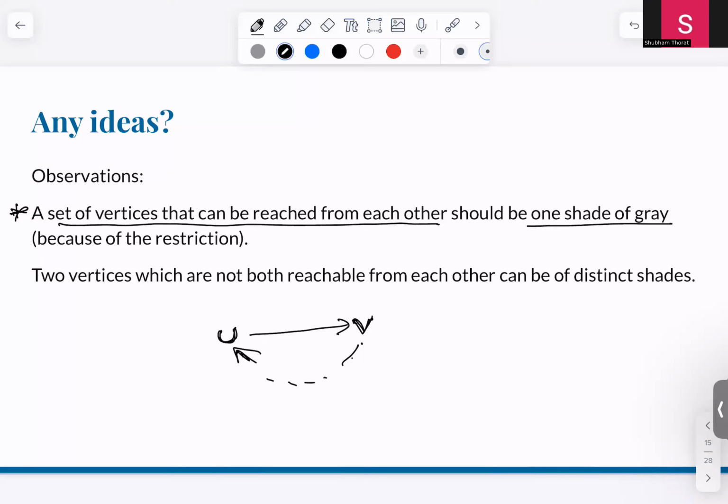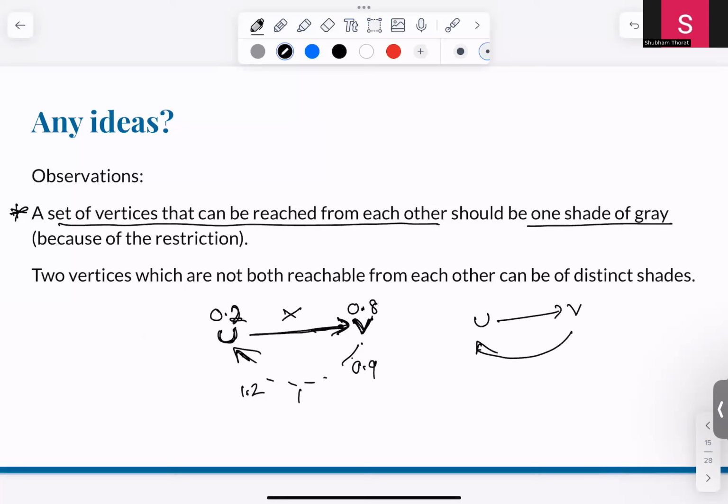And you can see why it's true. Let's say this is 0.2. Then this one is either 0.2 or greater than that. Let's say it is 0.8 now. Eventually what will happen is 0.1, 1, 1.2. So this one should be greater than 1.2, but it's not, and that's an inconsistency. So the best thing that you can do is keep these shades the same. If U and V are in a cycle, let's define this color by C. So C of U and C of V should be the same.